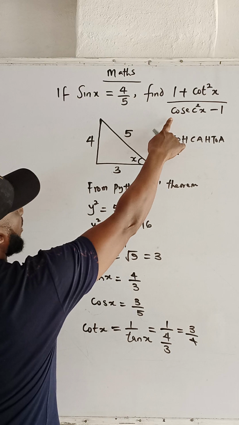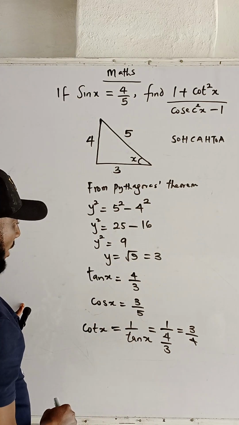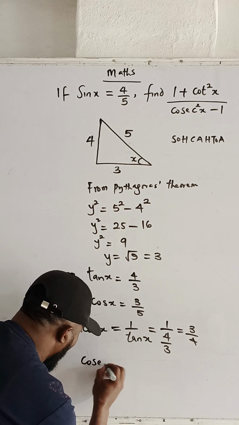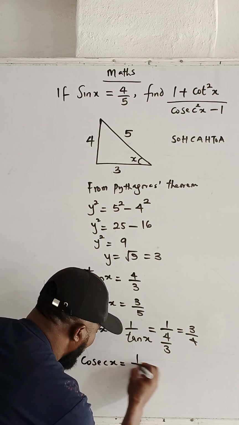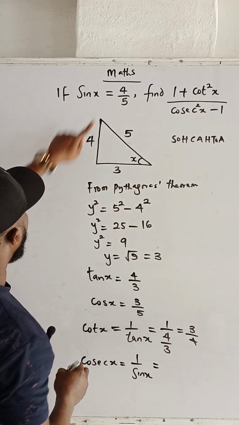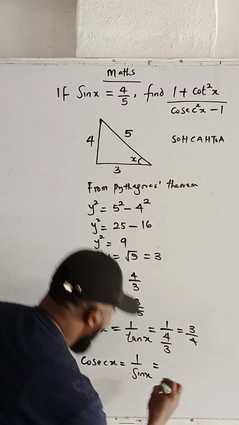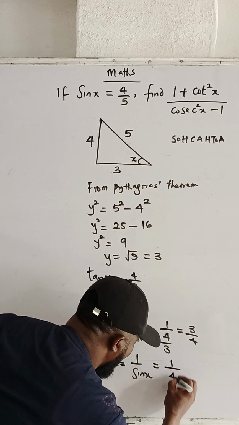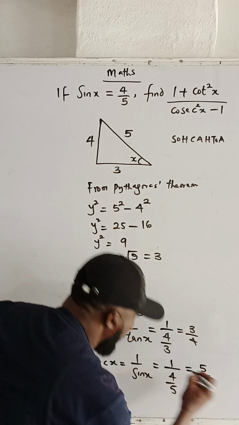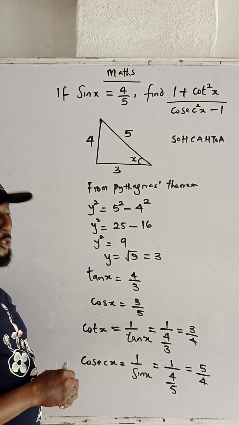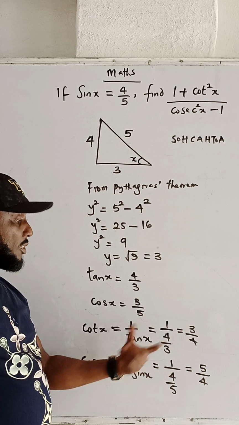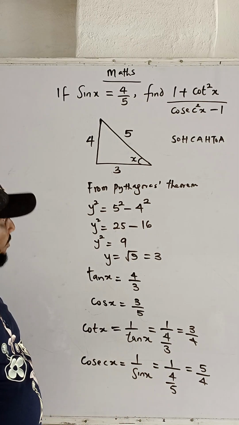Now here we need the cosec. Cosec is 1 over sin x. So cosec x is equal to 1 over sin x. That will be 1 divided by 4 over 5, which becomes 5 over 4. You take the inverse of a fraction, the fraction will tumble.